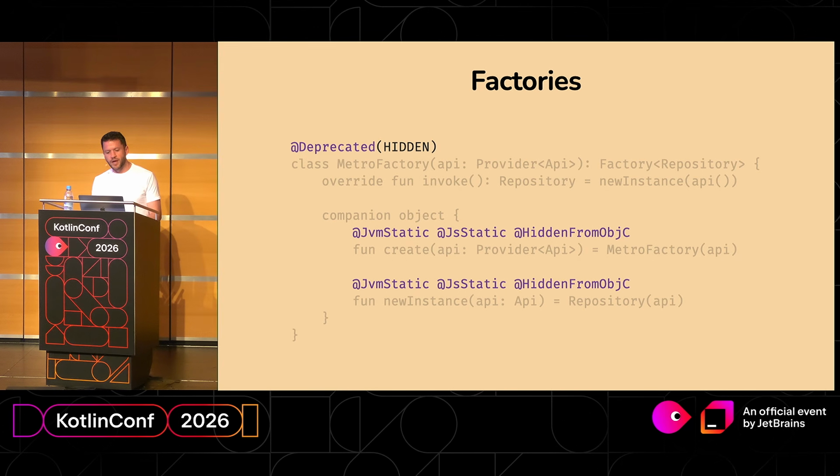We also, for statization, will generate things like JVM static, JS static onto these functions. And then we also use hidden from Objective-C, because if you've worked in KMP before, you'll find that there's just a bunch of stuff that whenever it tries to go to iOS code, it just doesn't like it very much, so we just tell it to ignore those.